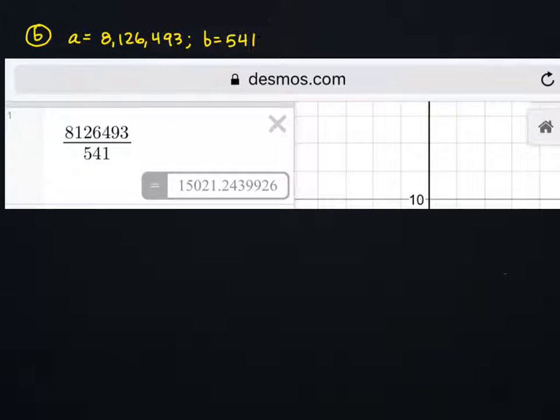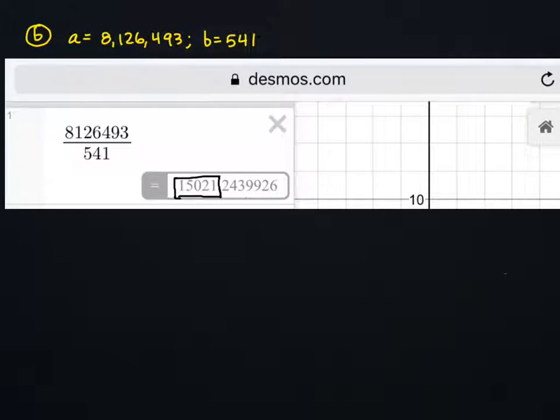So if you look, we see that I've divided 8,126,493 by 541, and I've gotten the following quotient below. So I'll highlight it. It's important, and we don't really care too much about the decimal part. What we're really concerned about is the whole part. What this is saying is that if I divide this number by 541, it's going to go in 15,021 times evenly, and then there's going to be some left over.